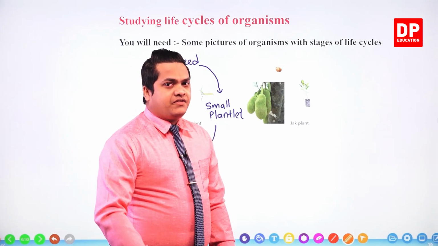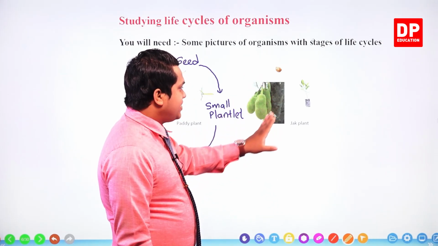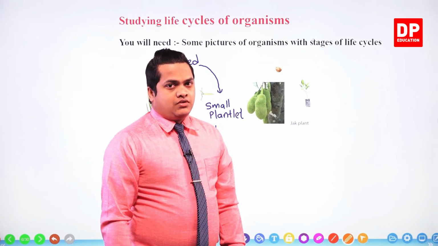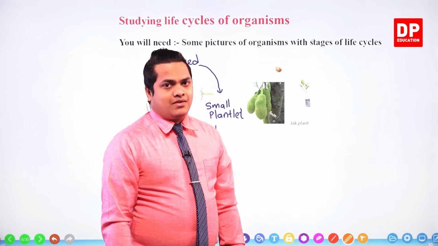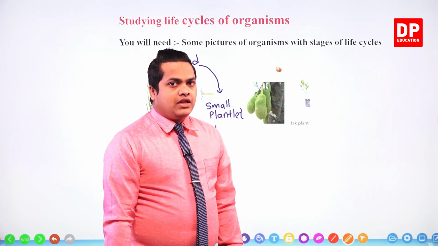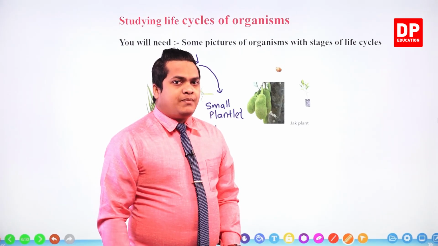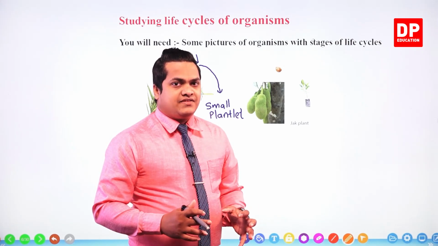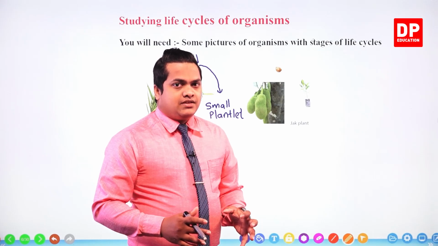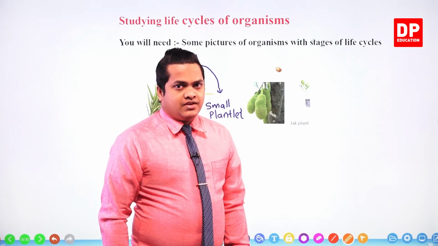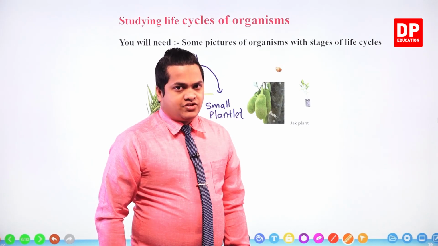Then the jack plant is going to produce jackfruit, and from the jackfruit, seeds are coming out. So by looking at these figures, you can see that almost all plants have similar stages within their life cycle. They do not undergo dramatic changes within their life cycle. They have a somewhat similar nature.